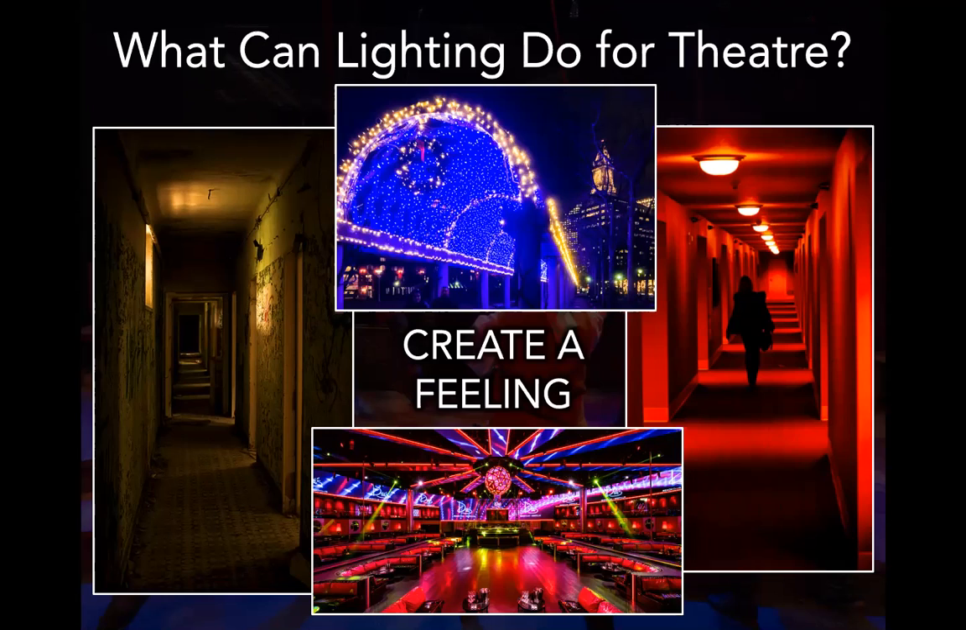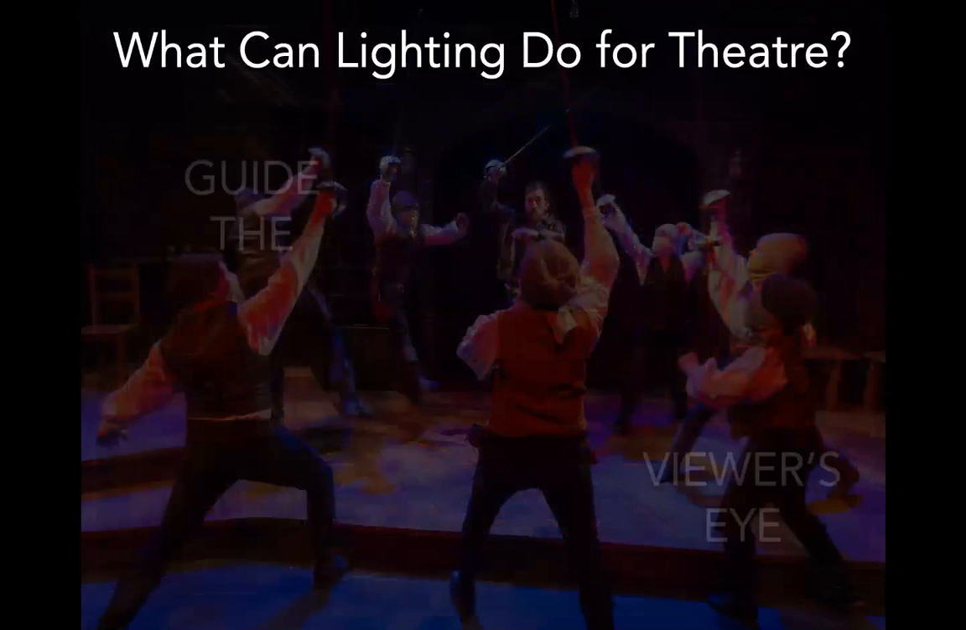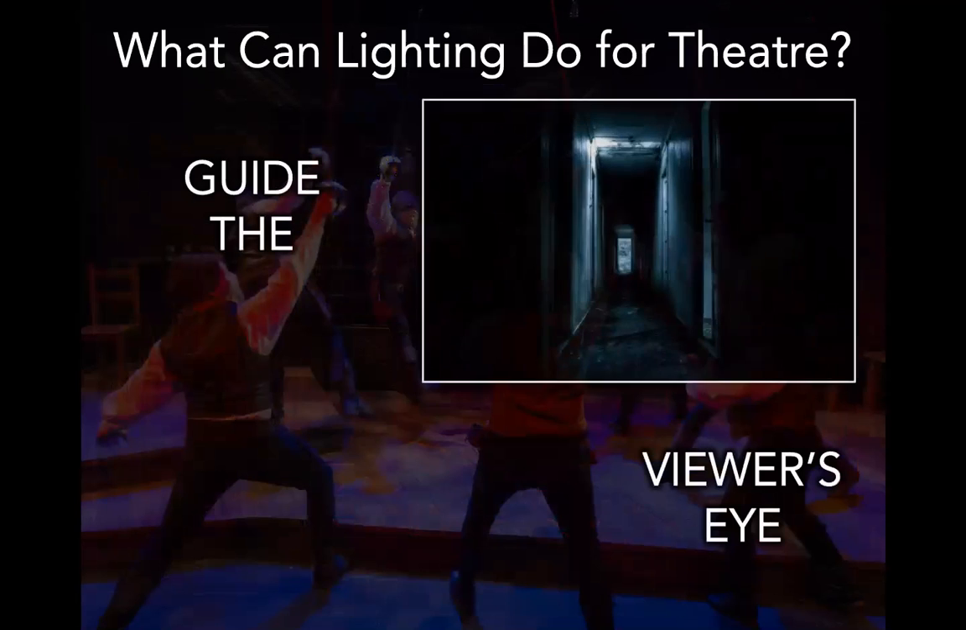So we can bring these things in and we can change the feeling and we can do it quickly too. So we can now alter things faster. So lighting can really help guide how an audience feels. All right. The next aspect is guiding the audience's eye.